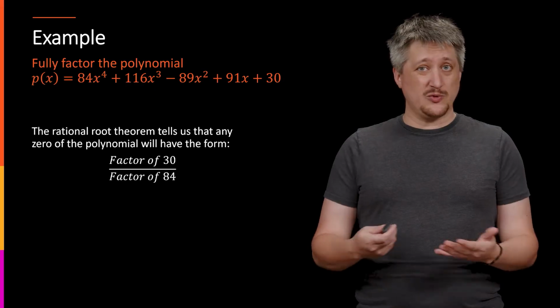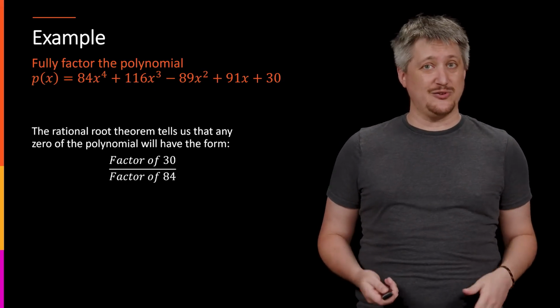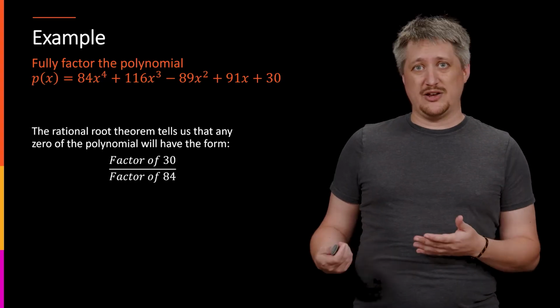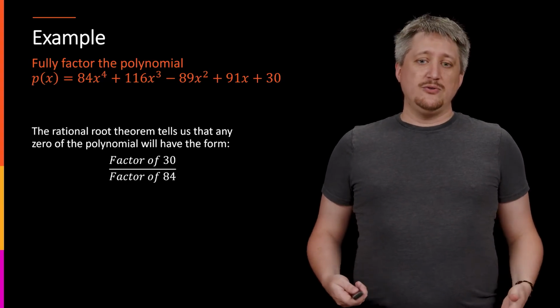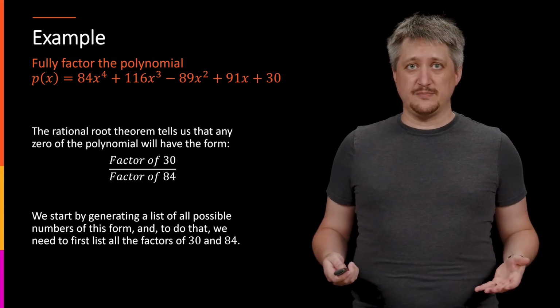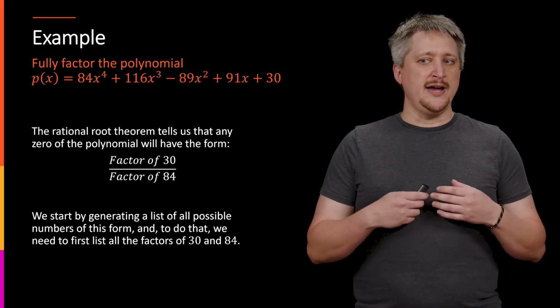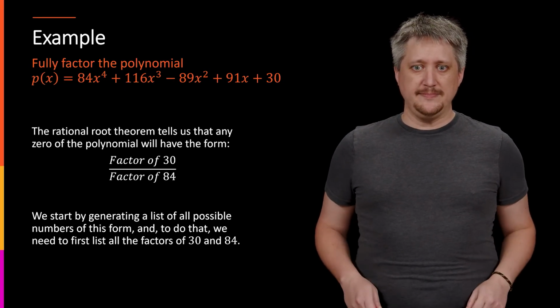Unfortunately, it has 5 terms. We can't do it by grouping. There's no quadratic form hidden here. There's really not any other options. So we really are stuck with rational root theorem. So to do this, we start by generating a list of all these possibilities, starting with all the factors of 30 and all the factors of 84, okay?